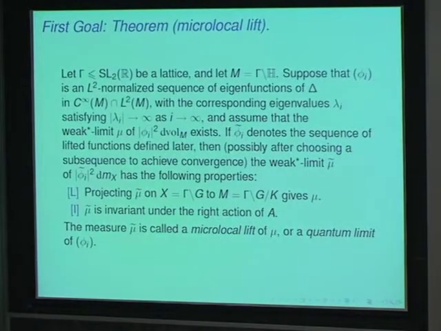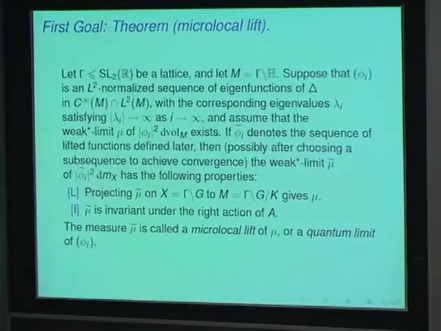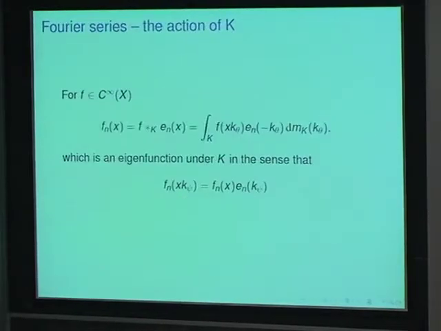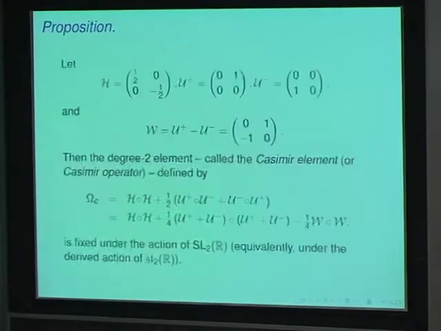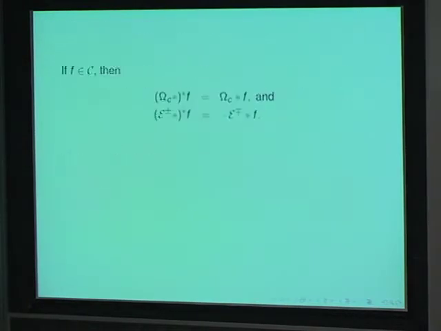that after possibly choosing subsequences so that everything converges, the measure you get on the unit tangent bundle projects down to the old measure, and the measure on the unit tangent bundle is invariant under the geodesic flow. And there were some things to discuss in between.